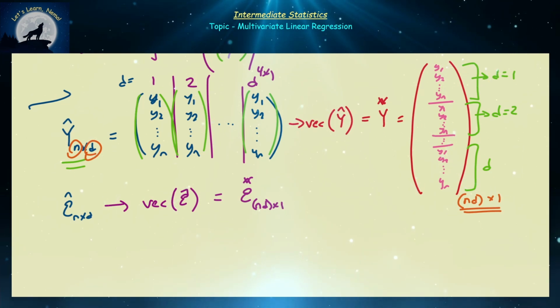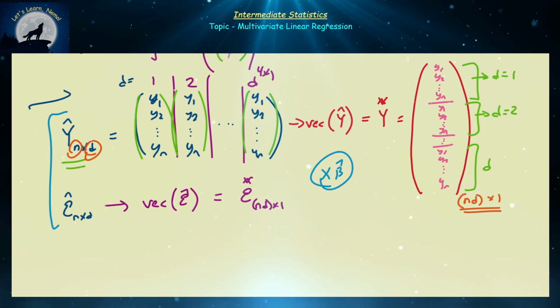Now, before we get into the last piece of our puzzle, because there are 3 pieces in our puzzle, we have our y hat, our epsilon hat, and the more complicated term x beta hat. So how are we going to vectorize the product of 2 matrices?